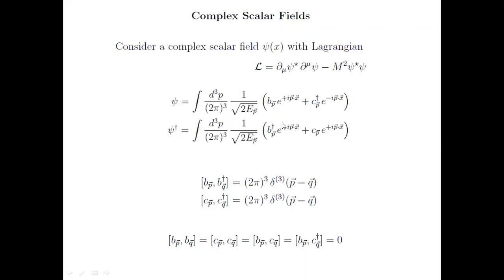Now you might be wondering, there are two kinds of operators here. In the scalar field, there was only one kind of operator. But here we see there are two kinds of operators. Why so? Because if we do not take two kinds of operators, simply if we dagger psi, we will get psi back again. So to make this truly a complex field, we need two operators.